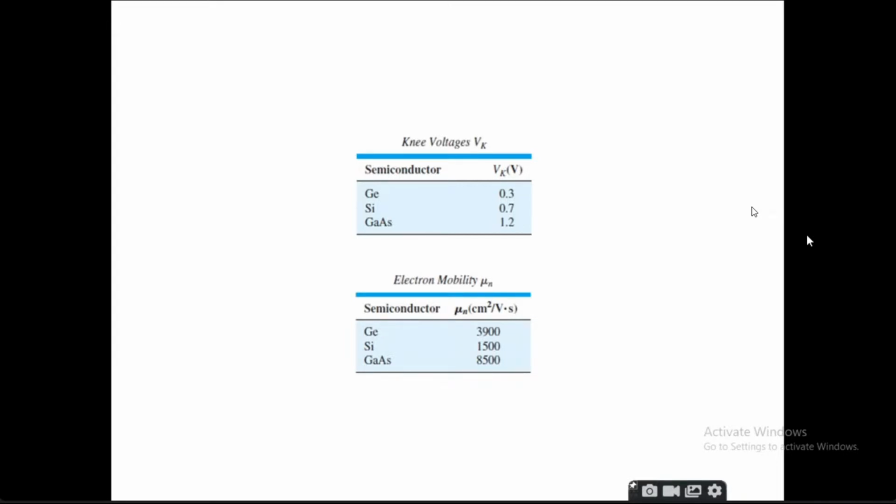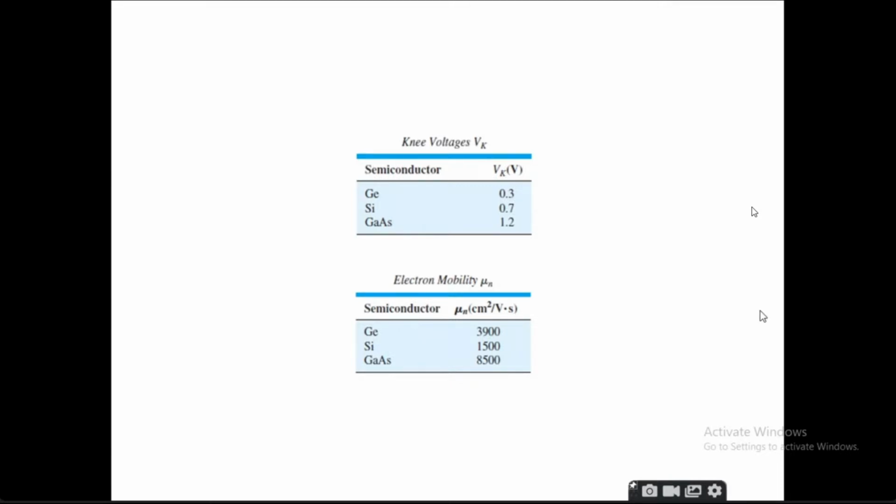But if you want to quantify it, then it is sometimes defined as the voltage at which the diode current reaches 10% of its maximum value. Every diode has a maximum rated current. Suppose it's 1 ampere. Suppose you cannot allow more than 1 ampere through a diode. Then if it reaches 10% of its maximum value, it is considered the cut-in voltage. Otherwise, usually people define cut-in voltage as the voltage beyond which the current in a diode increases significantly.